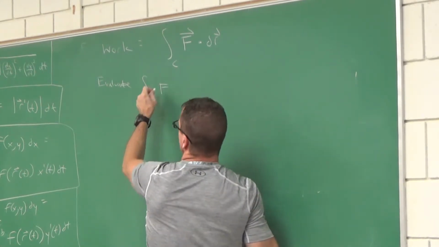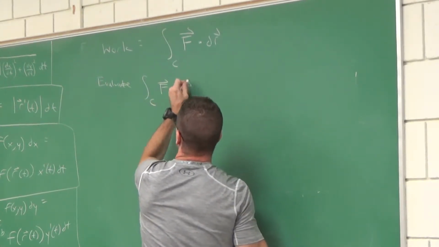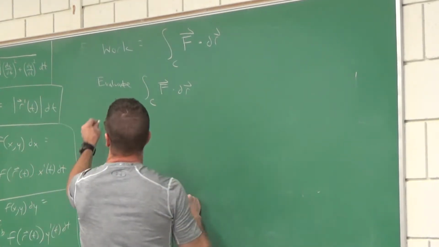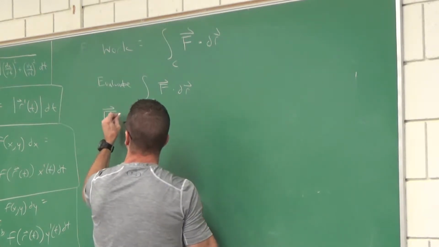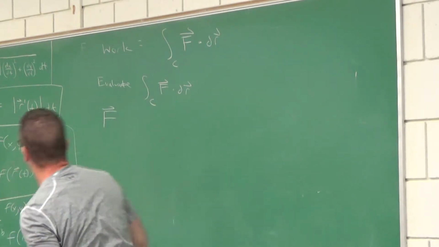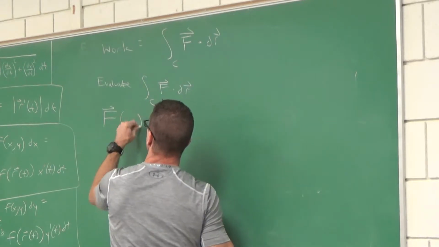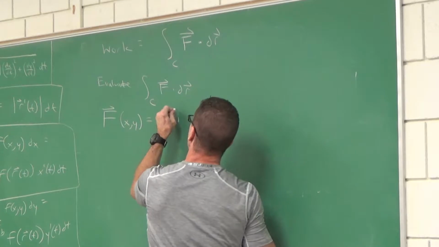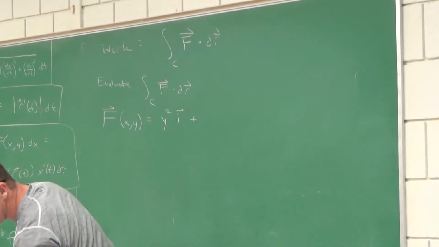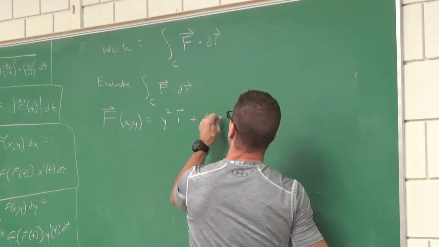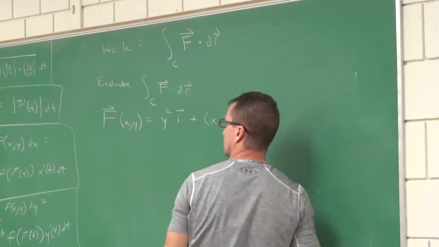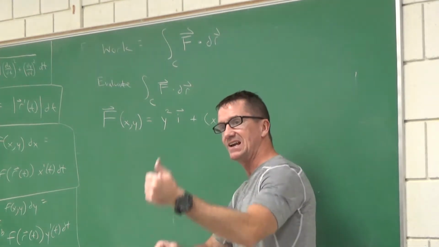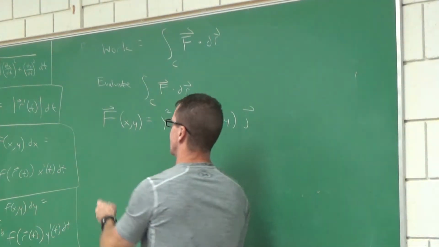Line integrals, got the C there. F dot dr. So you know it's evaluating the line integral of the vector field. Now they gave the vector field. F is the vector field: y squared for the i component plus x minus y for the j component. Where's C? They have to give you two things here: the vector field and the curve.